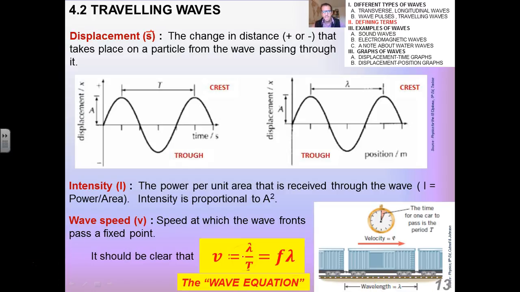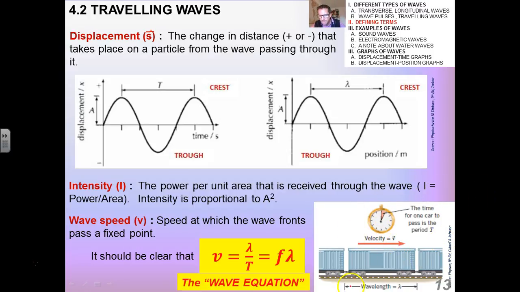Now, again, the wave speed is just the speed at which the wave fronts pass a fixed point. The IB wants you to be able to derive the wave equation. It's a very easy derivation. In fact, it's so conceptually straightforward that there's hardly even a derivation at all, and I'll give you one way to think about it. Think about a train with freight cars having a particular velocity, in this particular case going in the positive direction or to the right.